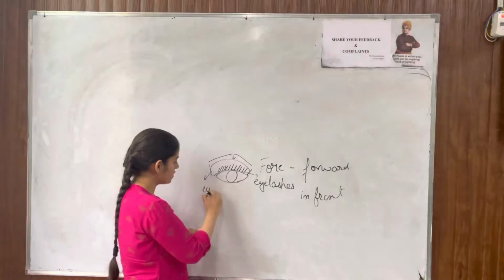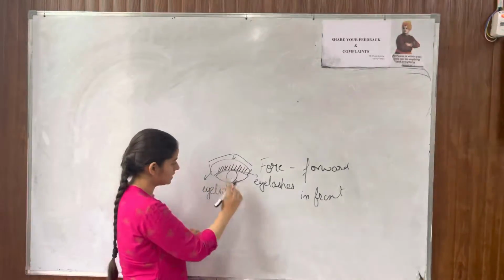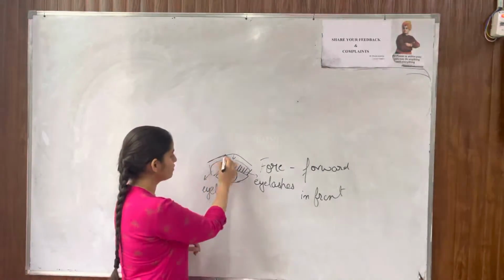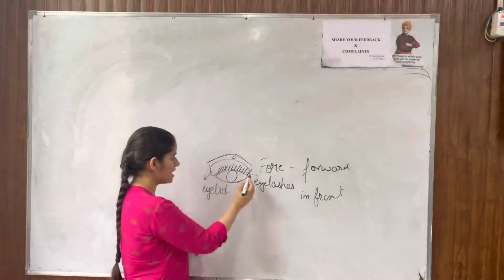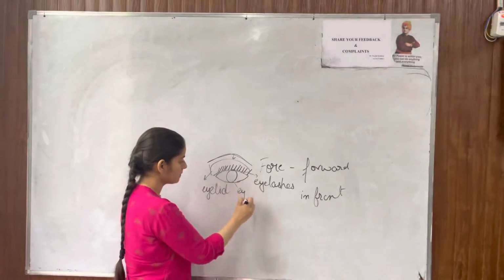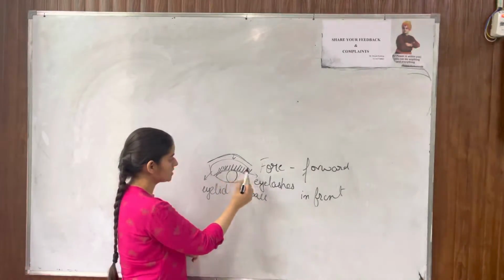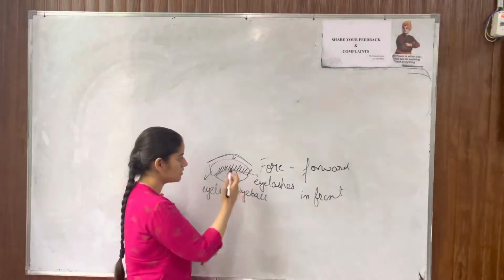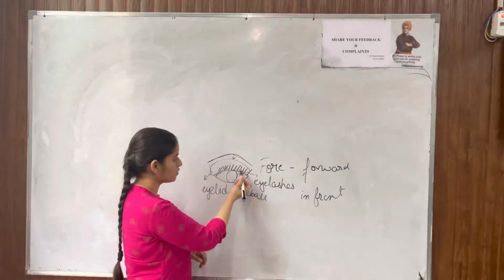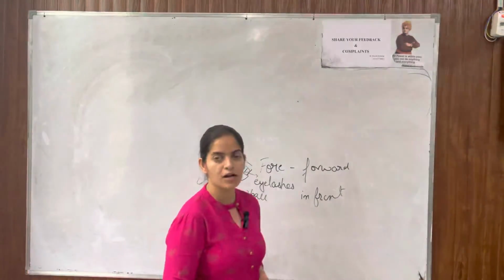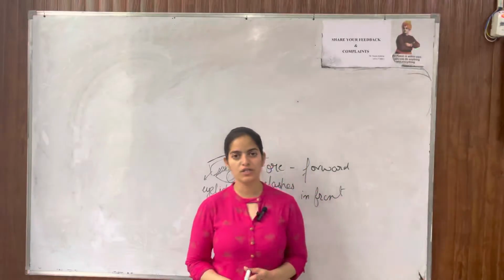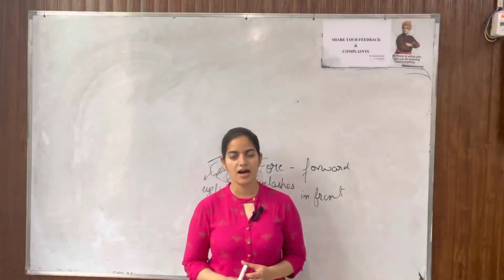What is it called? Eyelid. So we have eyebrows, then we have the eye, this is our eyeball. Then we have eyelashes, and this area in between your eyebrows and your eyes is called eyelid. All right, then we have nose, cheeks, chin and tongue.